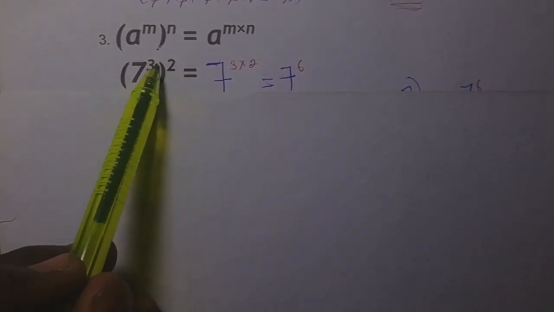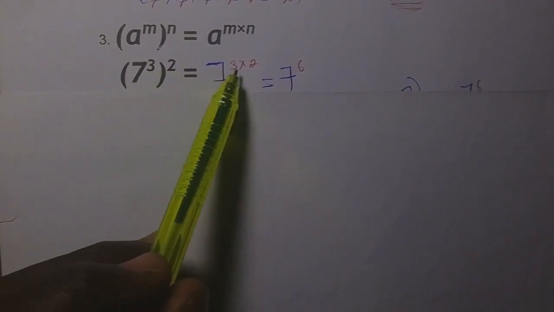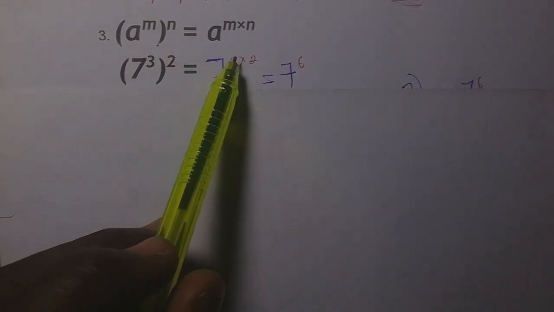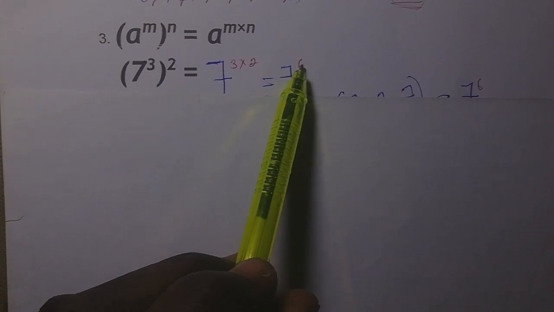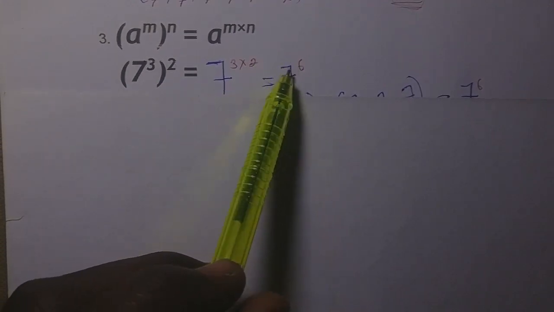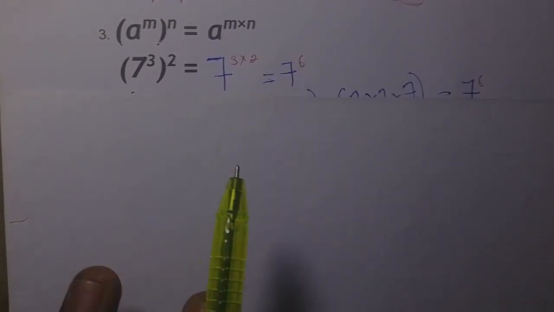The product of the two powers, which in this case are 3 and 2. So the product of 3 and 2 is 6. That's how we get 7 power 6.